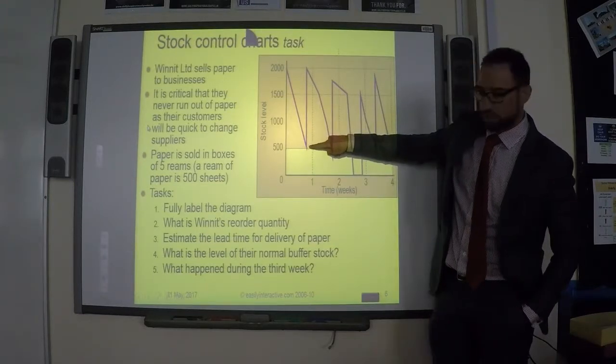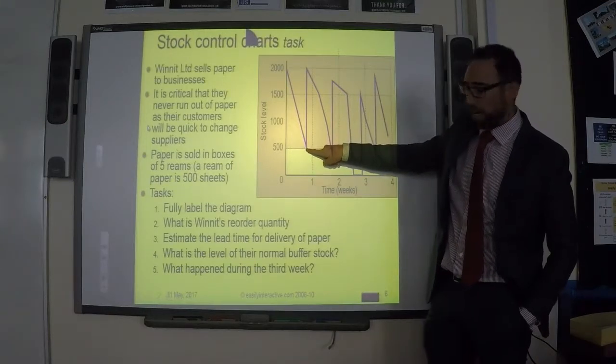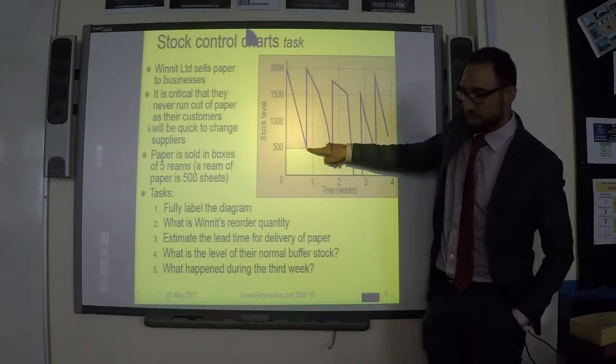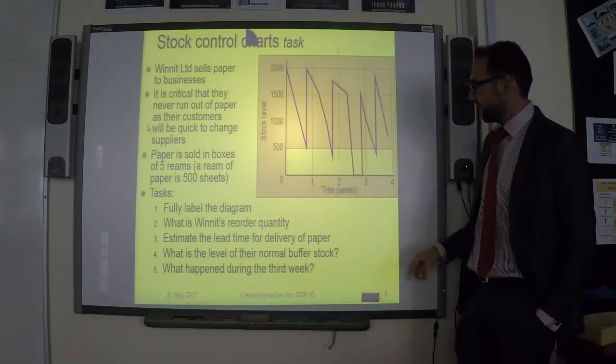How much stock does arrive? What is the reorder quantity? Well, if we have 500 stock in the warehouse, and when we order the stock it goes up to 2,000, 2,000 minus the 500 we already have means our reorder quantity is 1,500.